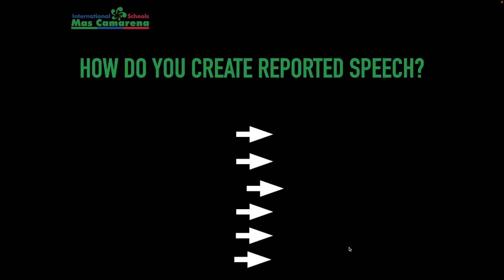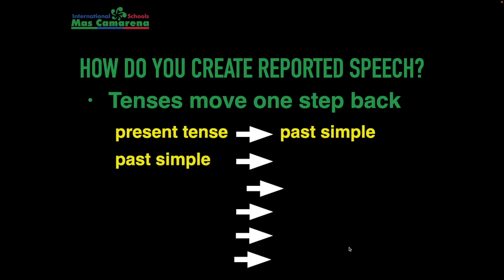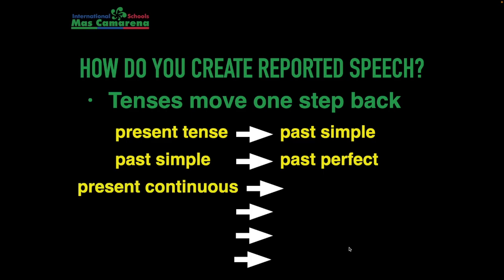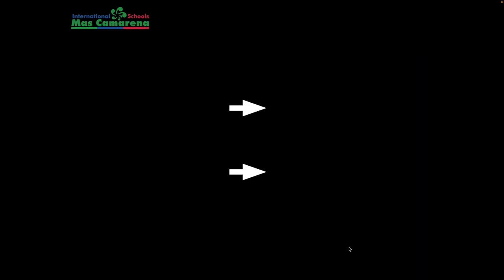Right, well, if it's in the present tense, they basically move one step back. So if it's in the present tense, it becomes the past simple. If it's in the past simple, it becomes the past perfect: had and the third column of irregular verbs, which is the past participle. Present continuous becomes the past continuous. The present perfect, again step back, past perfect. Will becomes would, and can becomes could.